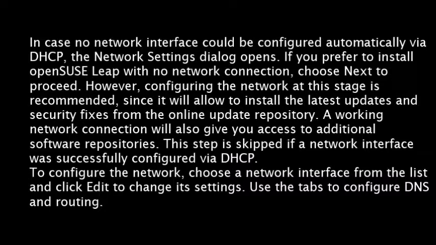To configure the network, choose a network interface from the list and click Edit to change its settings. Use the tabs to configure DNS and routing. See Book Reference, Chapter 13 Basic Networking, Section 13.4 Configuring a network connection with YaST for more details.